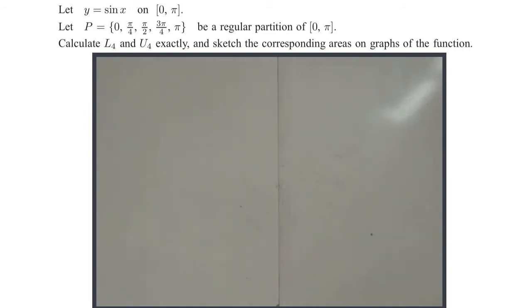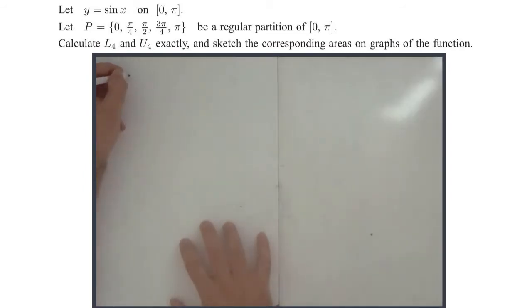Calculate L4, the lower Riemann sum for 4 rectangles to approximate area, and U4, the upper Riemann sum to approximate the area using rectangles. That's the area under y equals sine x and above the x-axis. Right, and then we need to sketch the corresponding areas on graphs of the function. So what I'm going to do first is just sketch sine x between 0 and pi.